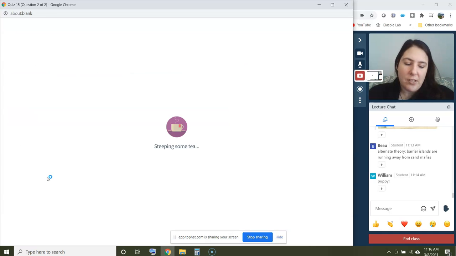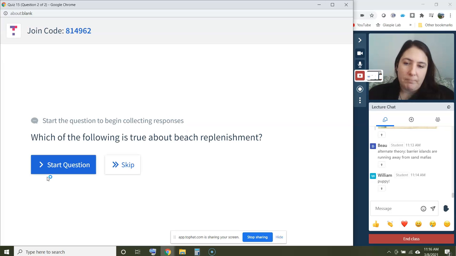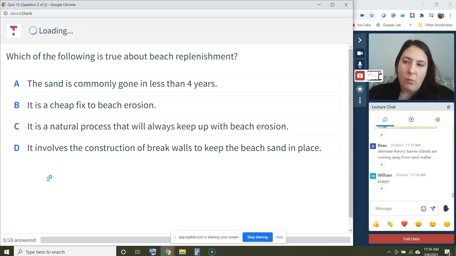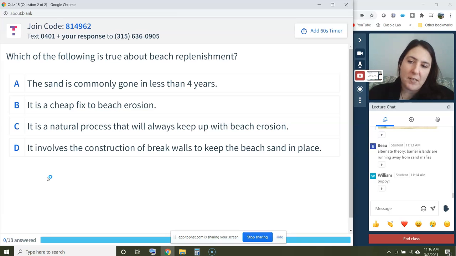Second question. Which of the following is true about beach replenishment? There's only going to be one correct answer here.